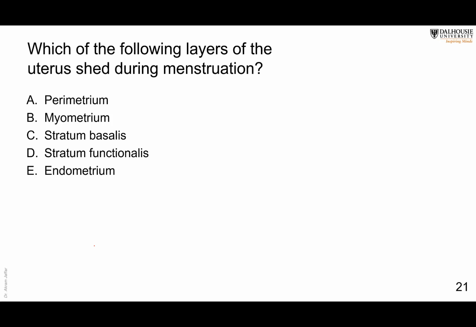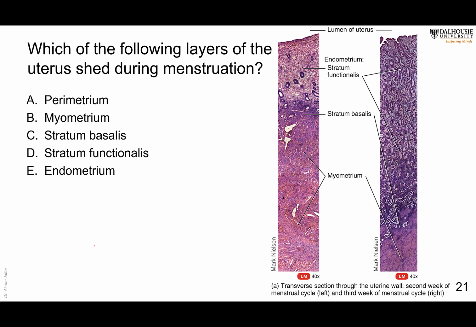Which of the following layers of the uterus shed during menstruation? Here you can see a section through the uterine wall. It shows you the endometrium and the myometrium. Of course, there is another layer which is called the perimetrium. The myometrium, as the name indicates, is formed of muscle fibers. It's a very thick layer of smooth muscle fibers, and it increases in size. The muscle fibers increase in size and in number during pregnancy. They do not shed during menstruation.